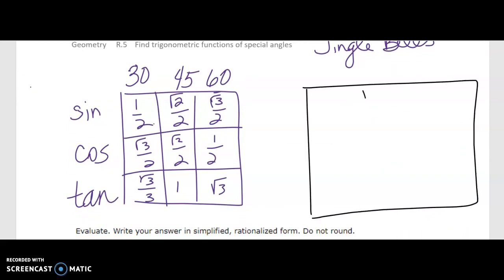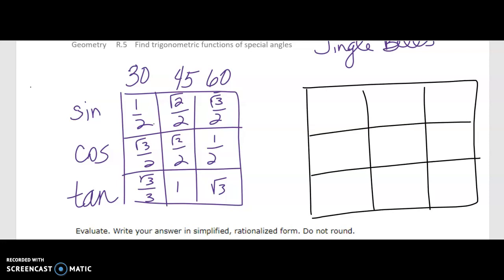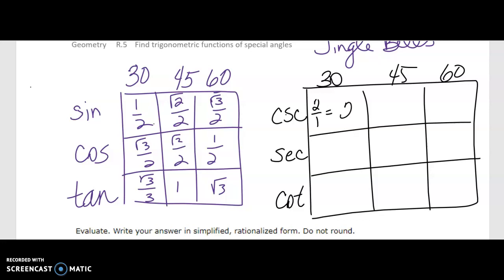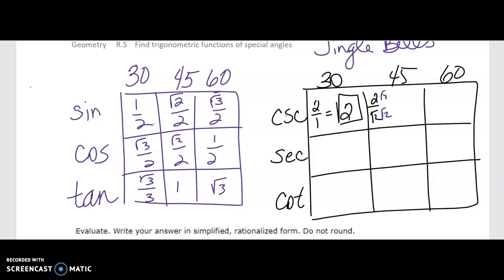the reciprocals. Now, there isn't a little jingle with this. The reciprocal of sine is cosecant, the reciprocal of cosine is secant, and the reciprocal of tangent is cotangent. And we're still going to stay with 30, 45, and 60. So we're going to flip these. So 1 over 2 becomes 2 over 1, or 2. 2 over square root of 2, because I flipped it. Can't have square root of 2 on bottom. Basically, it becomes square root of 2.